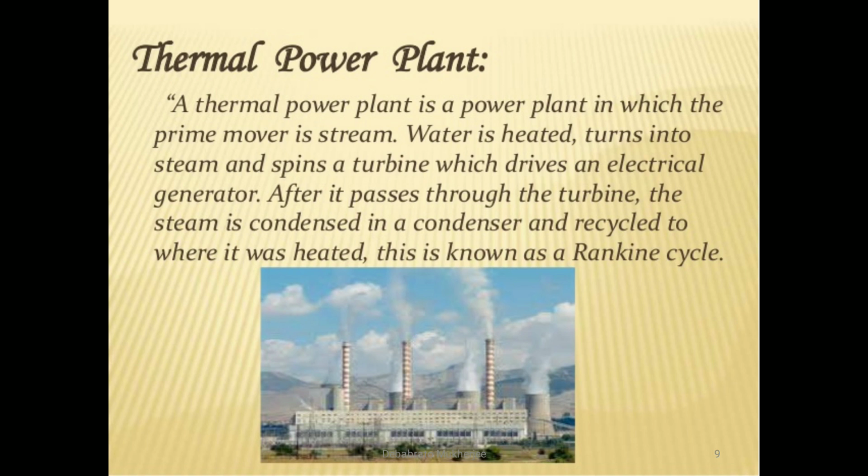Later, the pictorial view. In this you can see it is written: a thermal power plant is a power plant in which the prime mover is steam. Water is heated, turns into steam, spins a turbine, which drives the electrical generator. After it passes through the turbine, the steam is condensed in a condenser and recycled to where it was heated. This is known as the Rankine cycle.